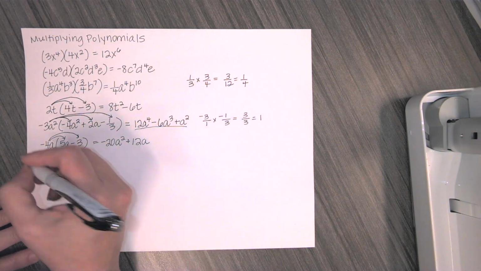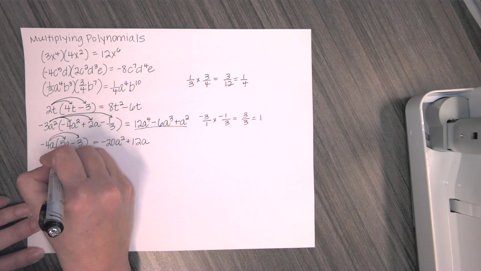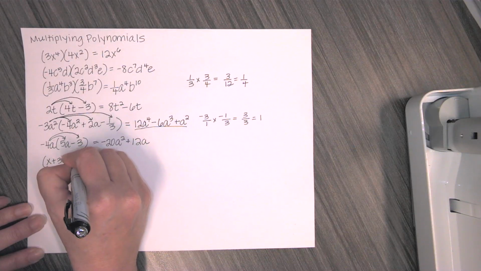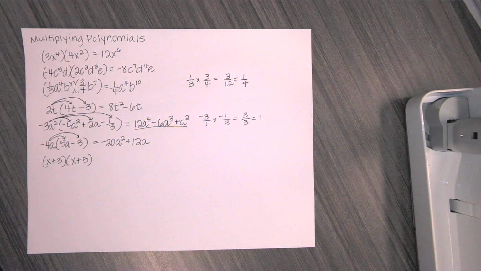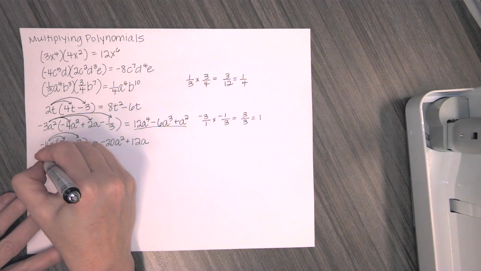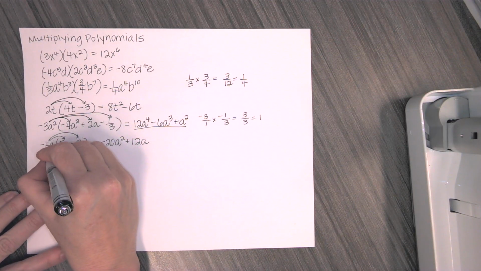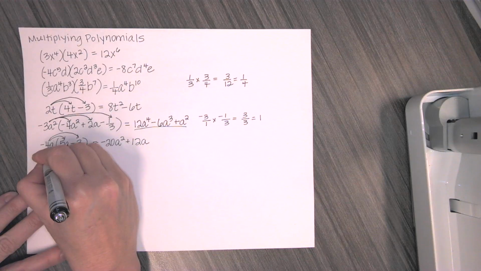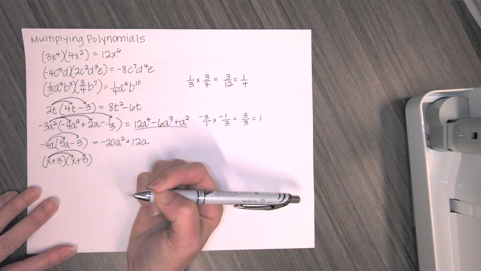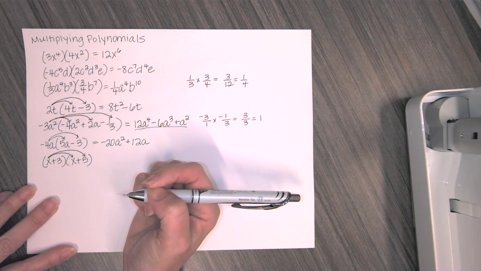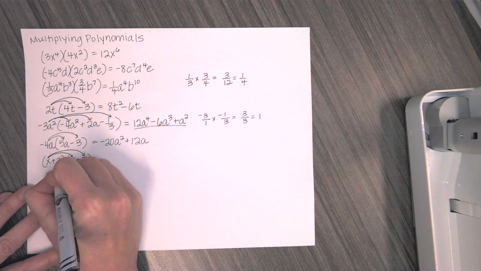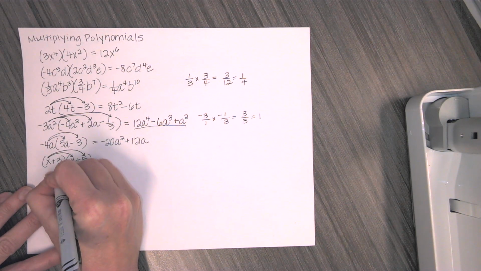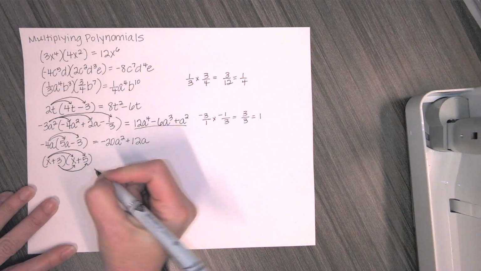All right, now let's try a binomial times a binomial. Now when we multiply binomials, we're going to use the same idea of the distributive property. We just have two things that have to be distributed. We have to take the x in this first binomial and we have to distribute it through the second set of parentheses. And then we have to come back when we're finished with that and take the 3 and distribute it through that second set of parentheses.